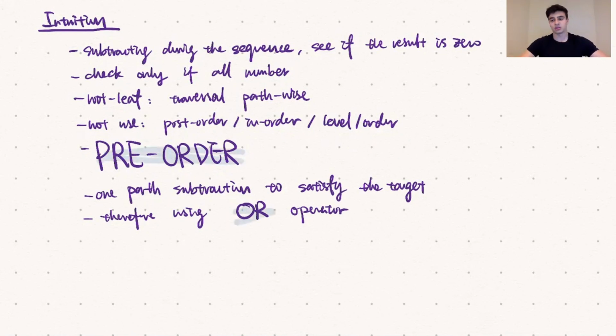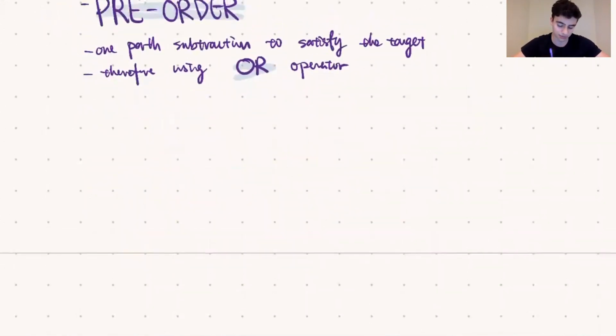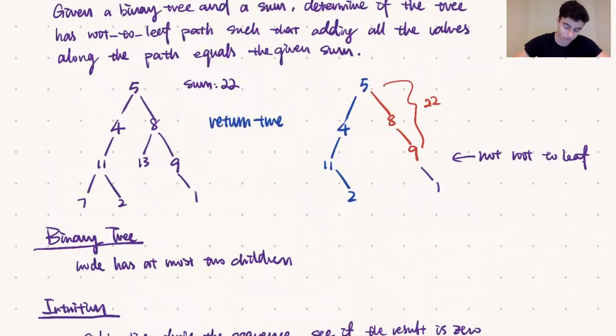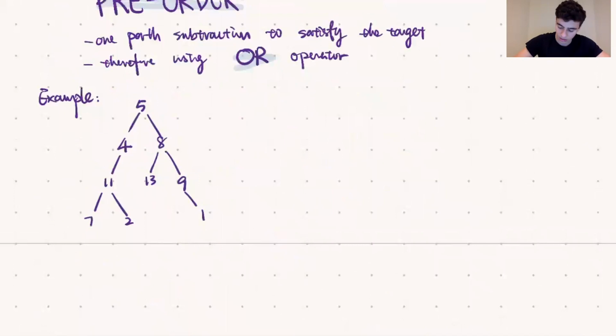Okay, so let's do a quick example before we get into the algorithm. So let's do an intuition example here. Let's take a look at the same tree from up above. Now this tree is rooted at 5 with left child 4, right child 8, and so on. We already know that this should return true, but let's see the intuition in action.